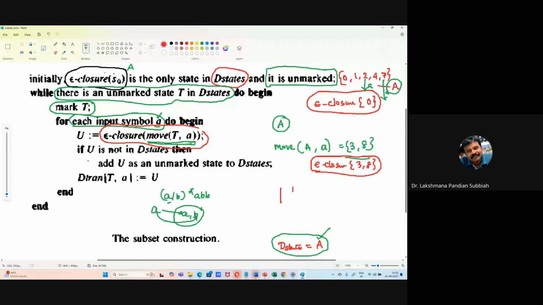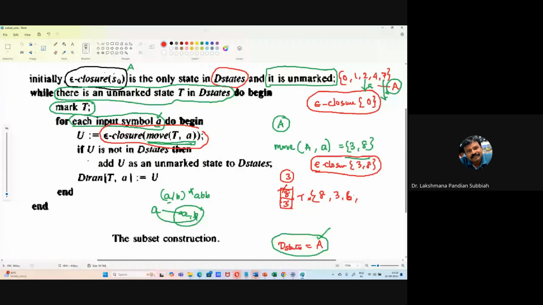First you have to push the 3 and 8 into the stack. Then pop 8. So 8 is not already included, so in the T state we are having now 8. Then from the 8, there is no epsilon edge. Then you take 3. So 3 itself, 3 to 5 or 4, 3 to 6 we are having now.